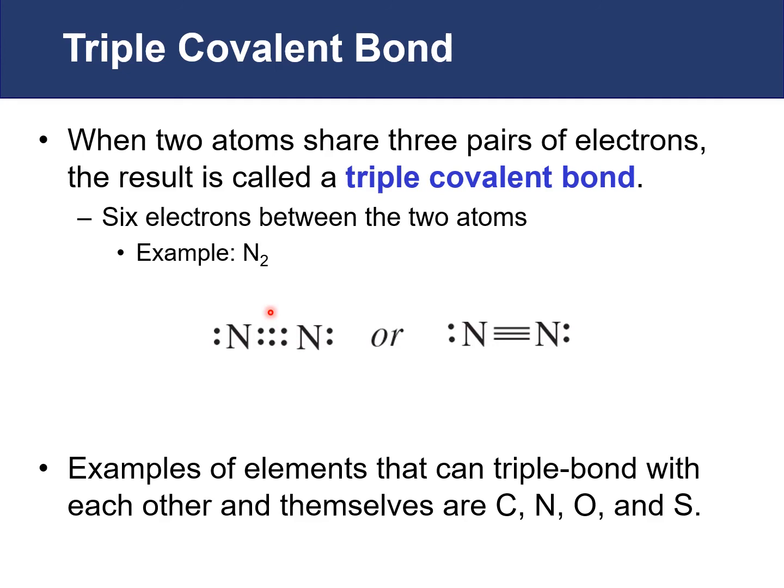Again, another way that we will be representing this is, instead of having all these dots, representing bonds with solid lines. Other elements other than nitrogen are able to form triple bonds with themselves and each other. This includes carbon, nitrogen, oxygen, and sulfur.